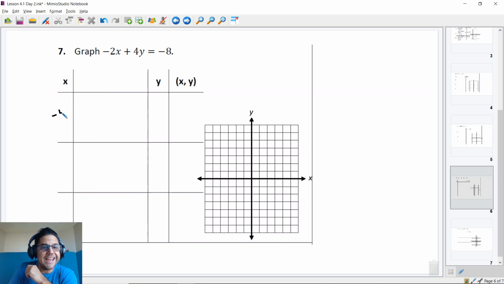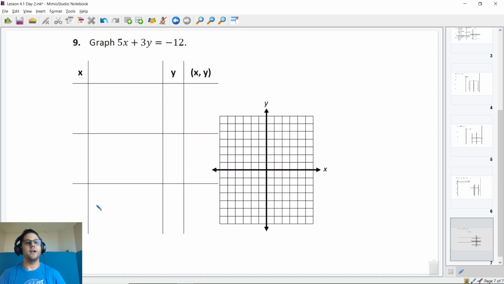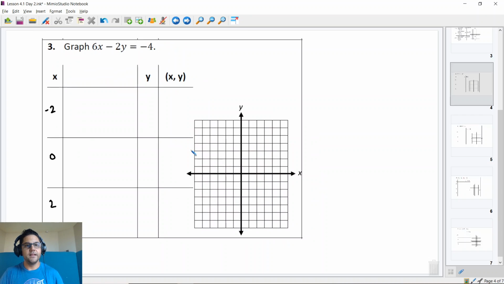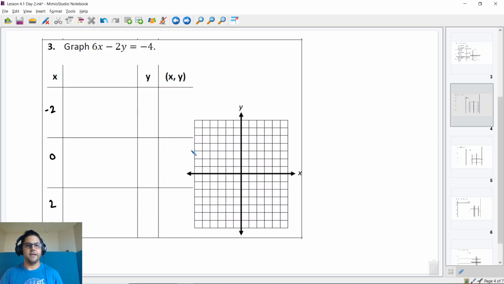Now remember, you can pick any number that you want to help you out, but you might end up with some weird fractions or decimals. So if you follow my pattern on these standard form equations, look at the coefficient of y. It'll make it nice and neat. You'll find good patterns. All right, coefficient of y is 3, so I'm going to choose -3, 0, 3.